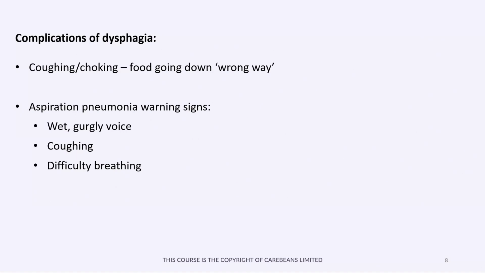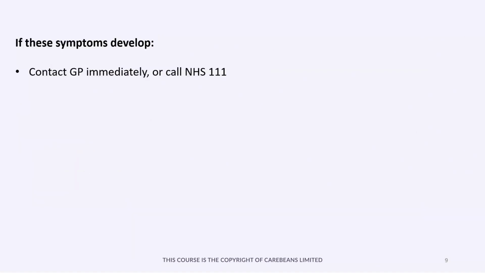Breathing could present as quite rapid and shallow if something has gotten into their lungs. If these symptoms do develop, then of course, if it was obviously a blockage or partial blockage, you want to call emergency services. But if it seems to be happening over time, coughing or a wet, gurgly voice when they're eating, then contact the GP for an immediate review.